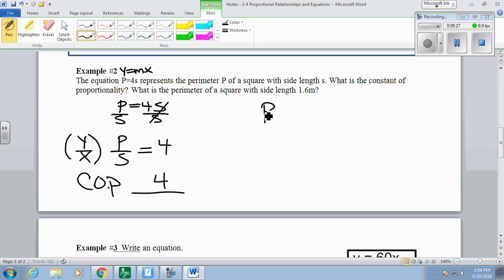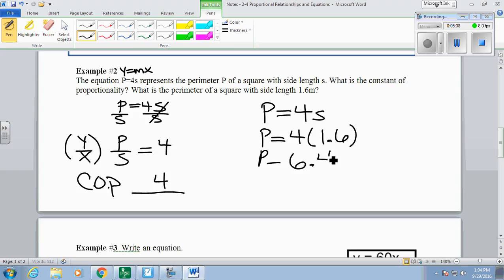We can then use the equation p equals 4s. If the side length is 1 6/10, I'm going to substitute 1 6/10 in place of the s. And 4 times 1 6/10 will give me 6 4/10, and it'll be meters. So that's the perimeter of the square. I'd like you to go on and try number 3 on your own first, because I'm just curious to see what you would do. So go ahead, flip the paper over, do number 3, pause the video.